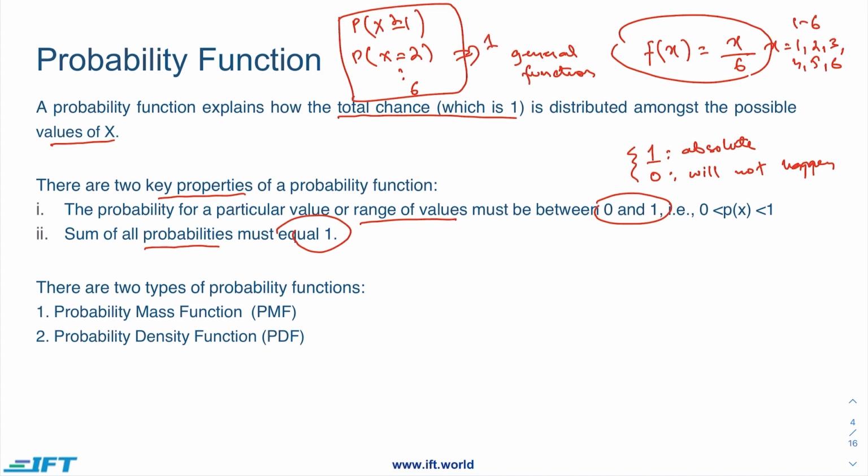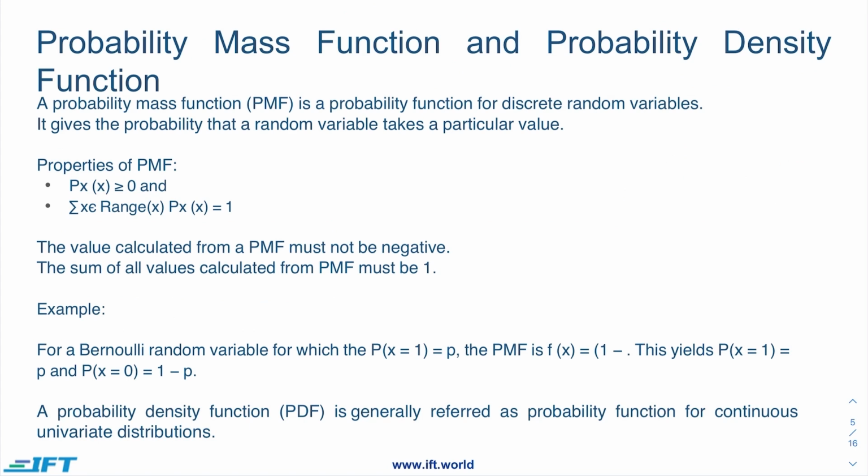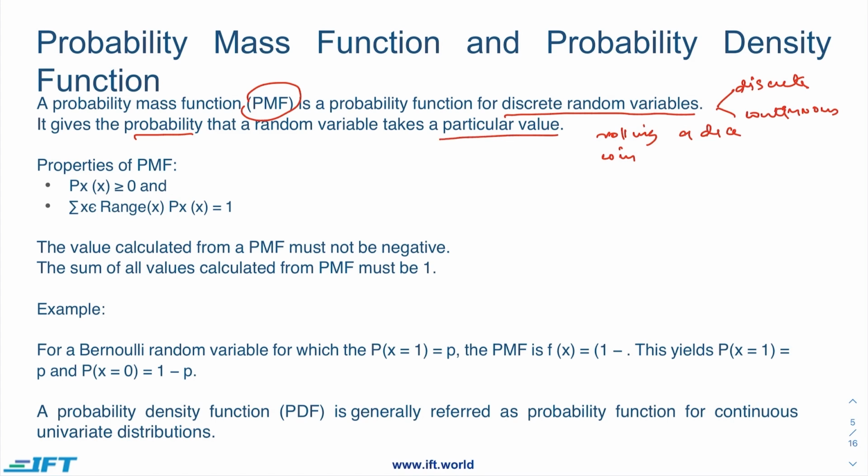Now there are broadly two types of probability function. Number one is the probability mass function and the other is the probability density function. A probability mass function, or PMF, is a probability function for discrete random variables. Earlier we talked about two sets of variables, discrete and continuous. If we are calculating the probability function for discrete random variables such as rolling a dice, or a coin, or any event in which chances are finite, then we would call it a probability mass function. This function gives us the probability that a certain random variable will take a particular value.